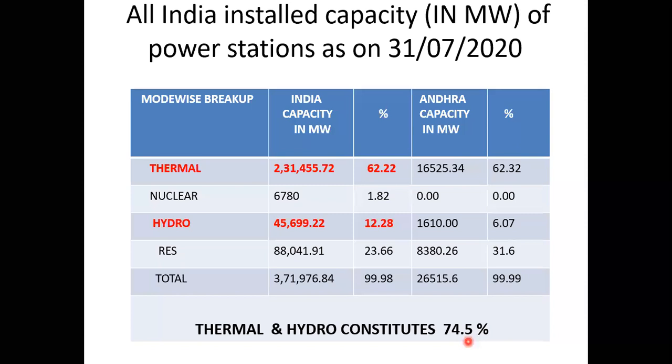74.5% means when you are considering thermal and hydro, we are covering almost 3/4 of the installed capacity. It is about 75%, which is nothing but 3/4 of the installed capacity. But immediately you may get one doubt, sir, when you are taking RES, it is giving 23.66%, definitely it is more than hydro. But why can't we take RES instead of hydro?